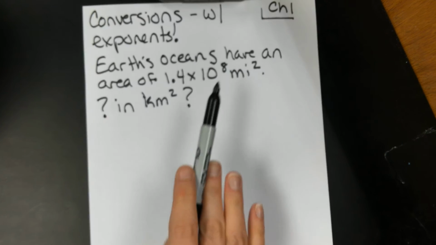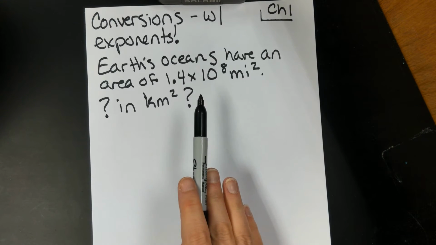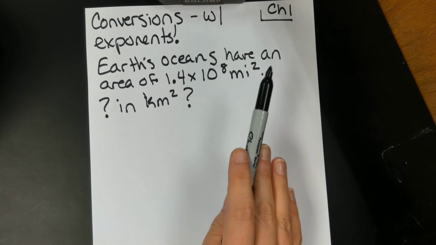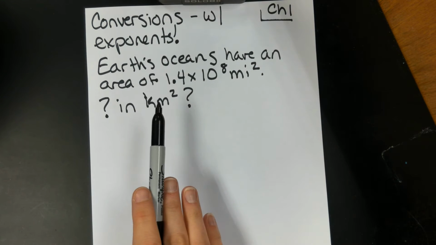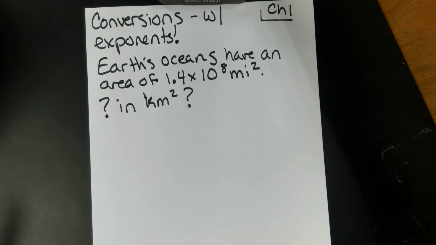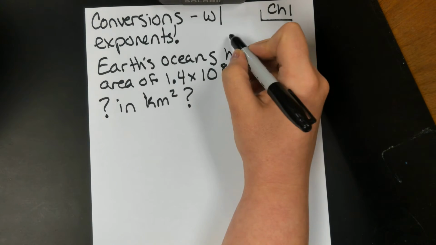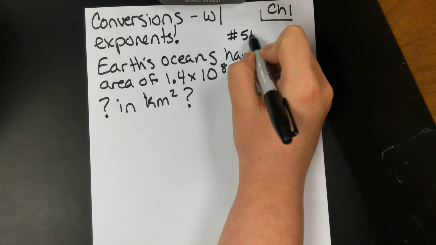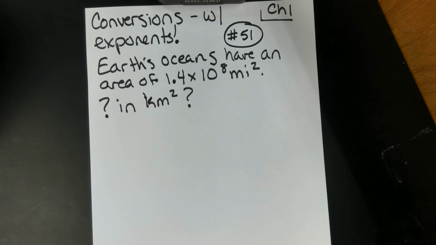So in this problem, we're going from 1.4 times 10 to the 8 miles squared. I need to go to kilometers squared. This is one of the questions that's on the homework. It is number 51. So we're going to do this one together.